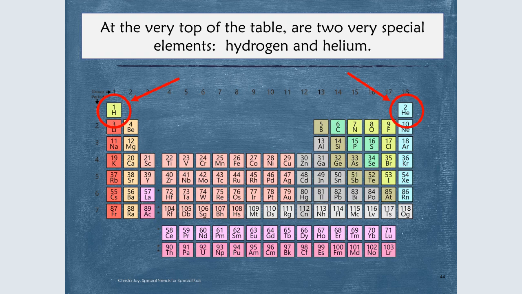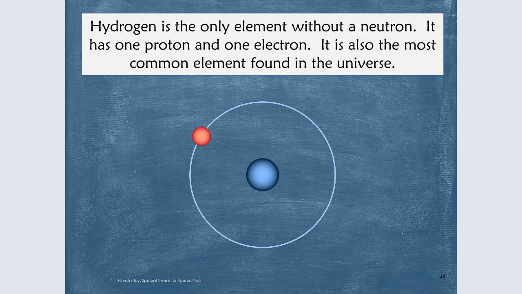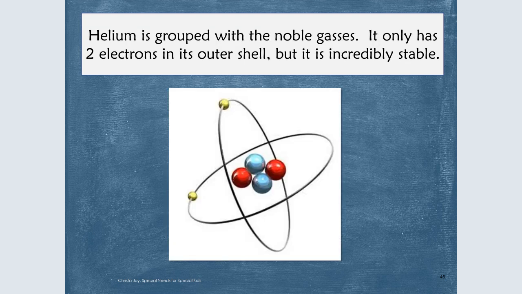At the top of the table are two special elements, hydrogen and helium. Hydrogen is the only element without a neutron. It has only one proton and one electron. It's also the most common element found in the universe. Helium is grouped with the noble gases. It only has 2 electrons in its outer shell, but it's incredibly stable.